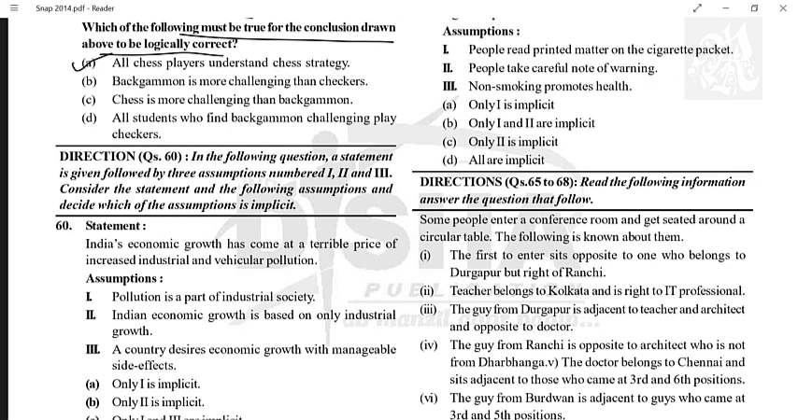In fact, there can be a direct statement assumption. For example, in this case, India's economic growth has come at a terrible price of increased industrial and vehicular pollution. What is the premise? Economic growth, terrible price of increased pollution, both industrial and vehicular. Let's look at why they are saying so. Pollution is a part of the society.